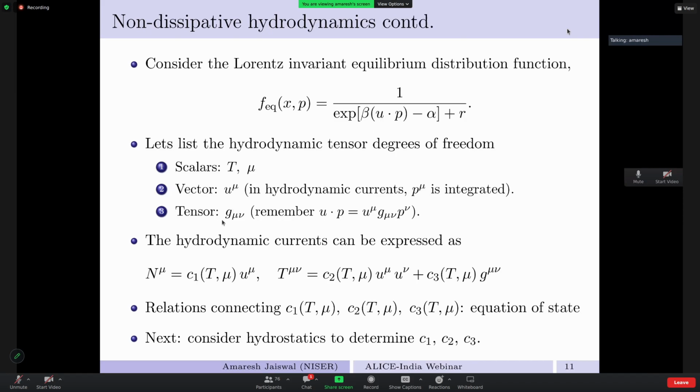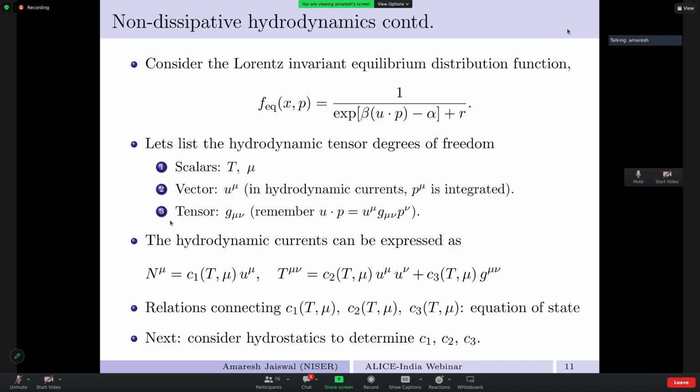And there is one tensor, g^μν, because to define u·P you require the metric tensor g^μν. And nothing else. R is just a parameter, so R is not a variable for us. So this is what completely defines my equilibrium: these two scalars, one vector and one tensor.